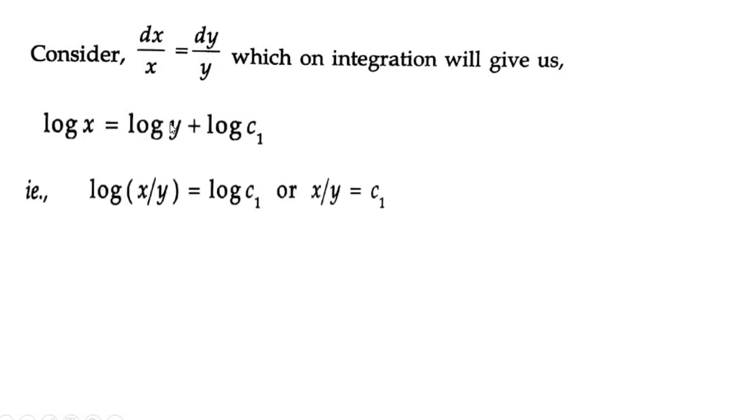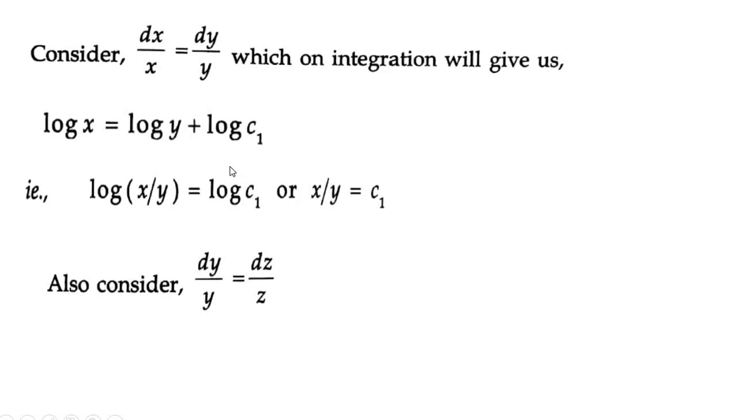So next you have to apply the property of logarithm. Take this log y to the LHS, so that will be minus log y. So what is log x minus log y? We know that from one of the properties of logarithm, log m minus log n is equal to log of m by n. So log x minus log y is equal to log of x by y. Okay. So that is equal to log c1. So I'll apply anti-log on both the sides. Log and anti-log will get cancelled. So x by y is equal to c1.